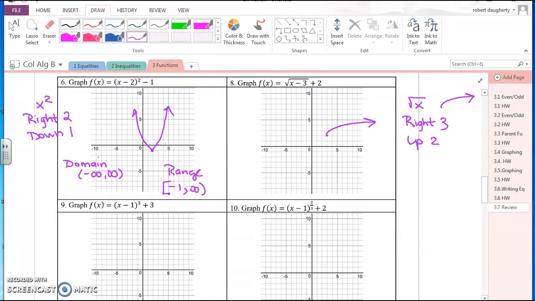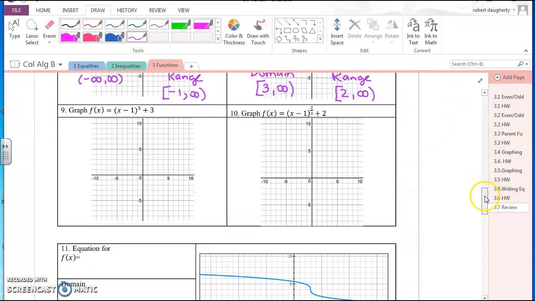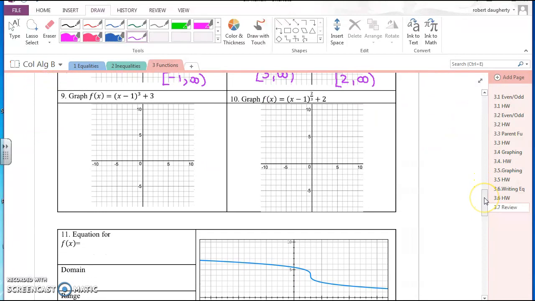And let's look at the next one. In this one over here, our domain is going to be 3 to infinity. And our range, those are the y values. So if I start at the bottom and travel upward, y values start at 2. So 2 to infinity. Okay. So graphing these translated parent functions. Now let's look at another couple here.